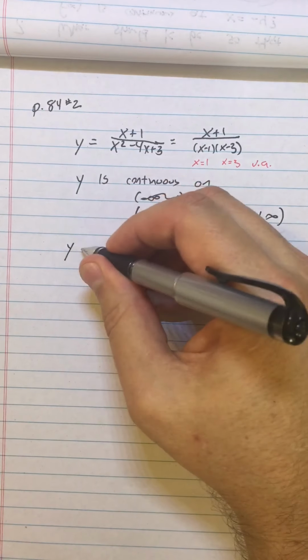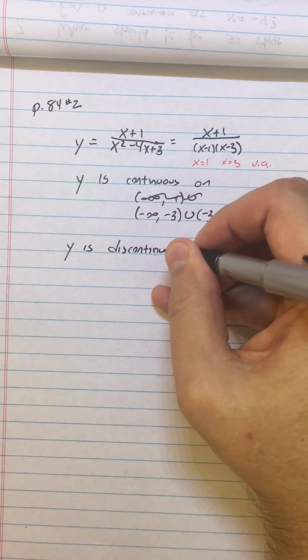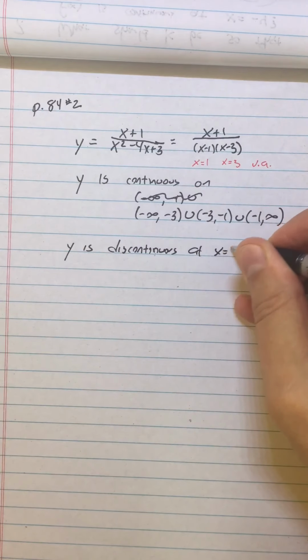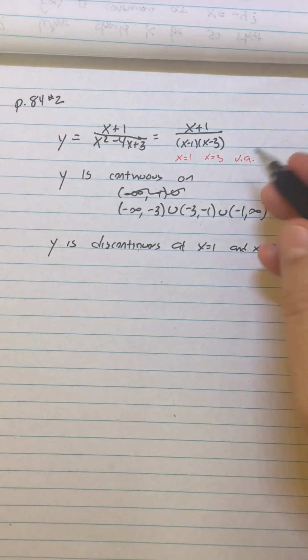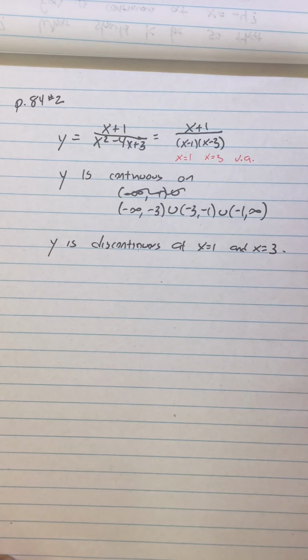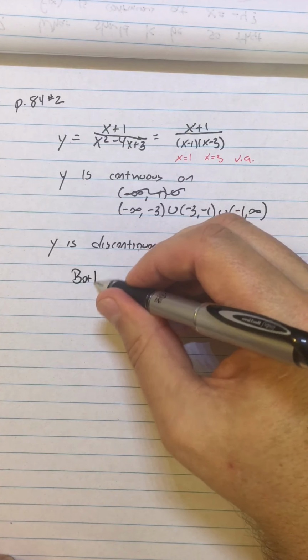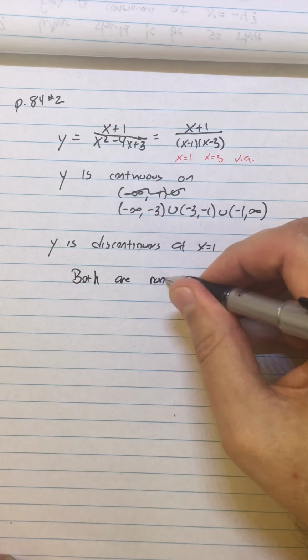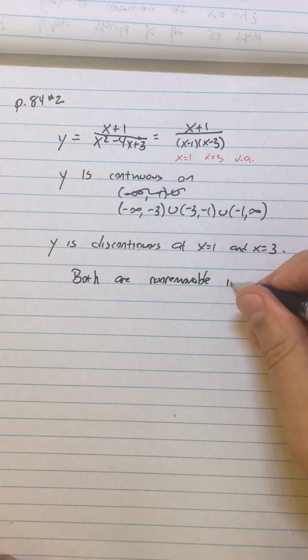So we can say y is discontinuous at x equals 1 and x equals 3. All right, but then it says identify each type of discontinuity. Both of these are vertical asymptotes, so they're both infinite discontinuities. The most significant thing about that is that they're non-removable. Both are non-removable, and since they're non-removable, I can say one more thing about them: infinite.